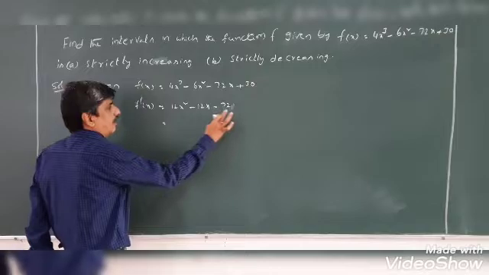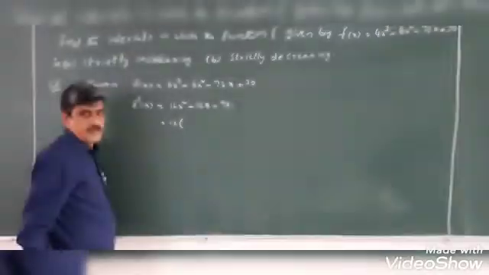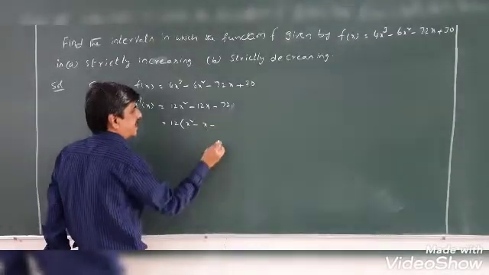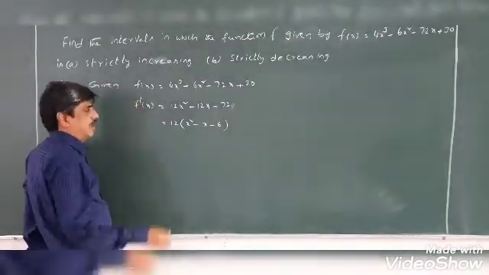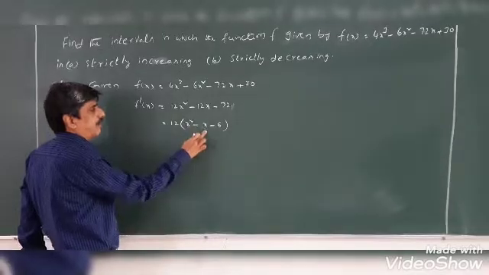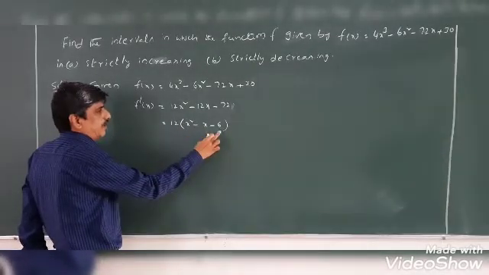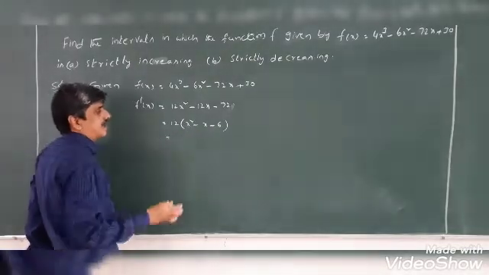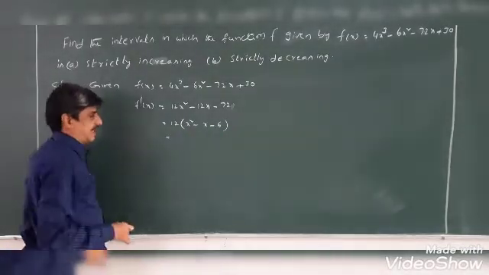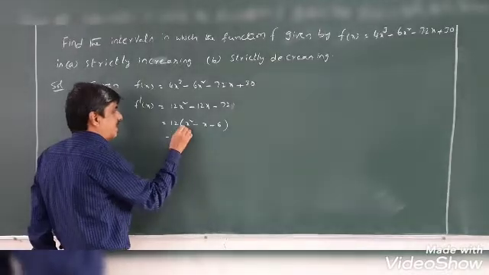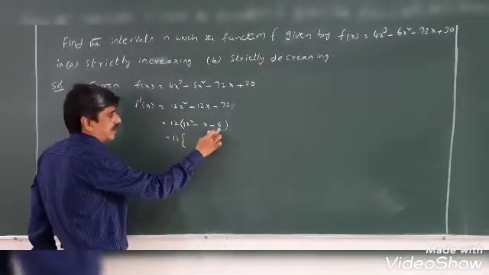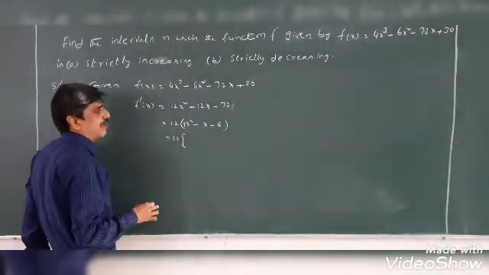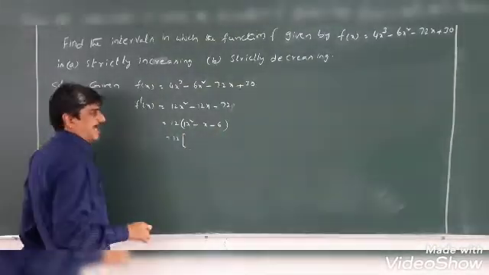So now common out 12 from these two terms. So this is x square minus x minus 6. So 12 into x square, 12x square, 12 into minus x, minus 12x, 12 into minus 6, minus 72. So now write the factors of x square minus x minus 6. The x square quotient is 1, constant is minus 6. 1 into minus 6 is minus 6. So to get the sum or difference of two numbers, the middle term is minus 1.